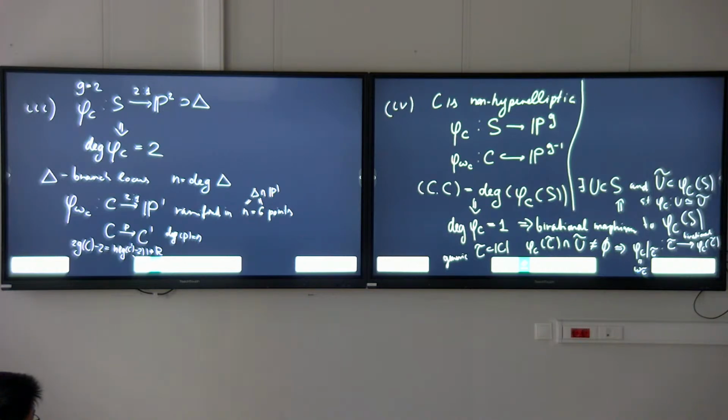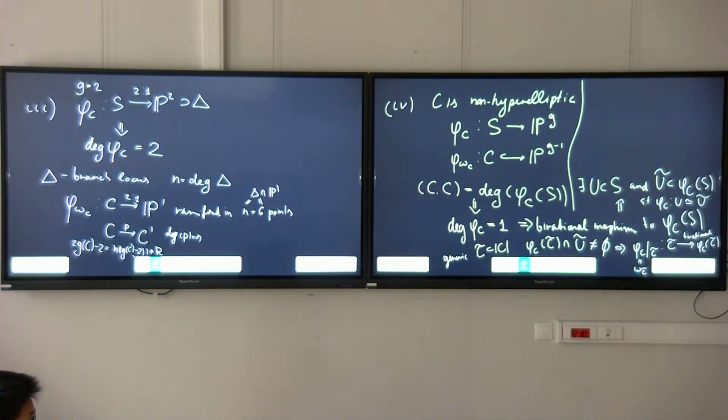Okay, yeah. So it should be. So no, there are no curves in the linear system that contract. I think that there is no possibility to have a hyperelliptic curve in this linear system at all. Okay, maybe yes, but I need to think more accurately.